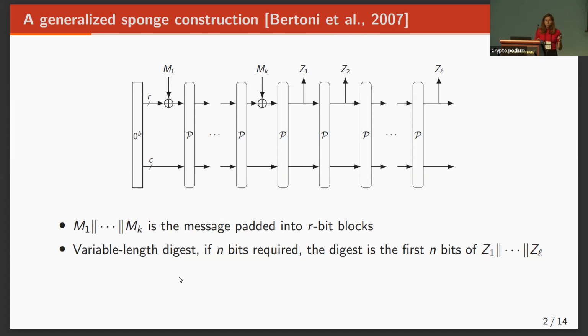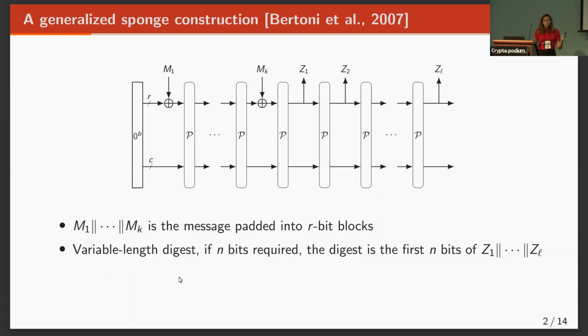Now, to compute the hash of a message, we first split the padded message into several blocks. Each block comprises r bits. Then we go through the absorption phase, where message blocks are added to the outer part of the state. After each addition, we apply the permutation on the entire state. Once all of the message blocks are absorbed, we move on to the squeezing phase, where r bits of the digest are extracted at a time. Between each extraction, we again apply the permutation.